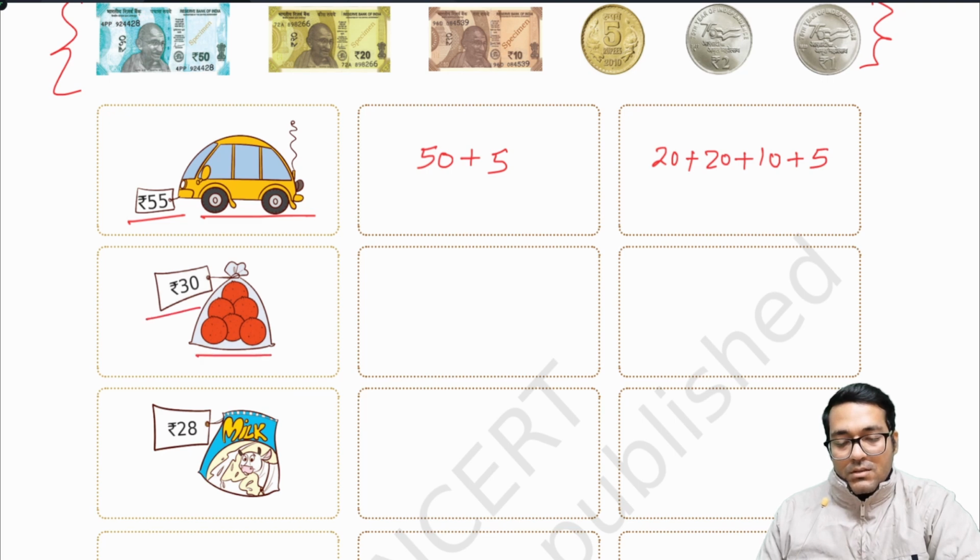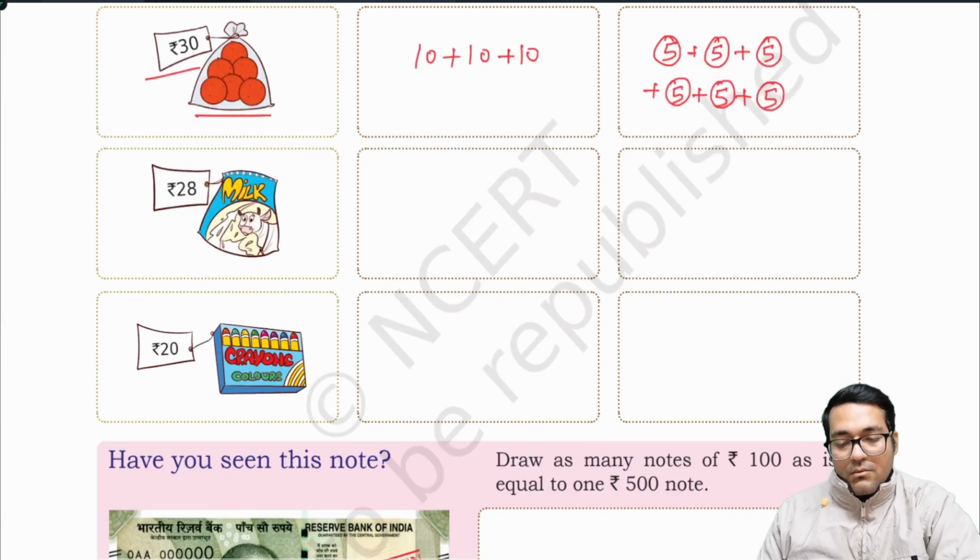30 rupees sweets, or similarly, one packet of milk that costs 28 rupees. Try doing that.